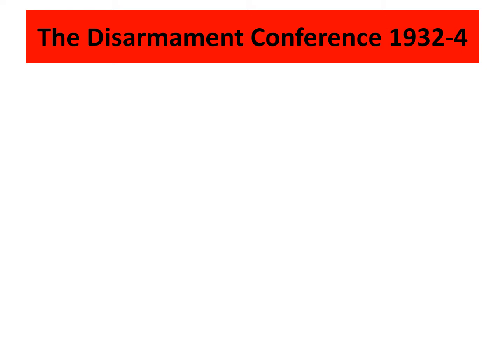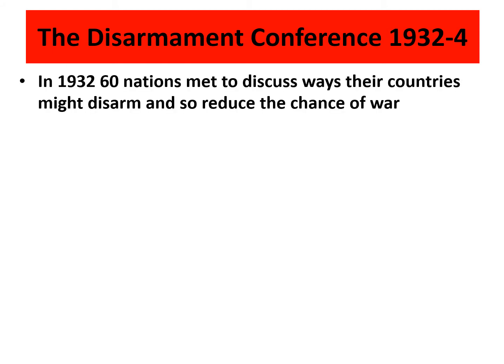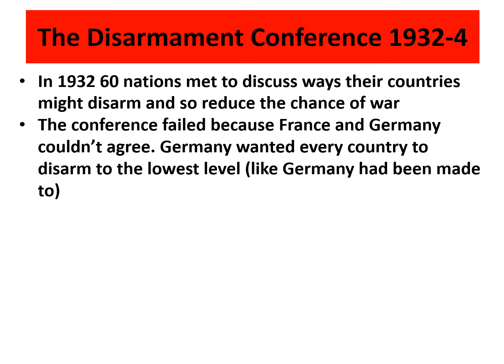Okay, so the first thing we're going to look at is the first box. It's the Disarmament Conference from 1932 to 34. In 1932, 60 nations met to discuss ways their countries might disarm. Disarm means to get rid of your weapons and so reduce the chance of a war. The conference failed because France and Germany couldn't agree. This is not surprising because there was big beef between France and Germany.